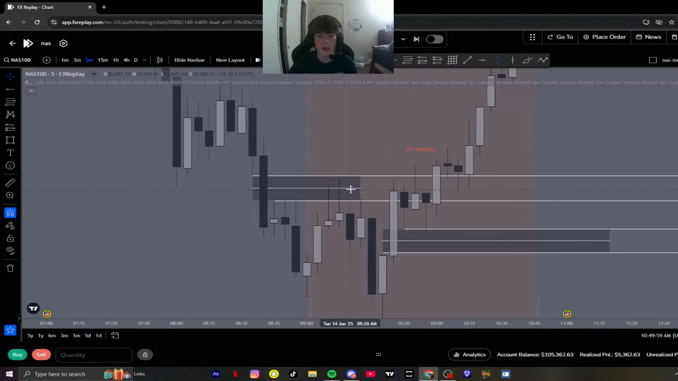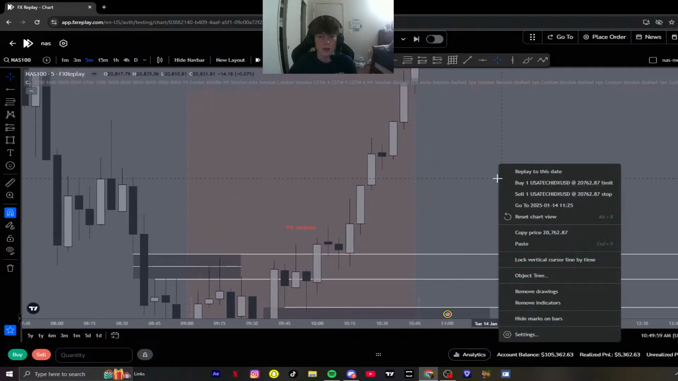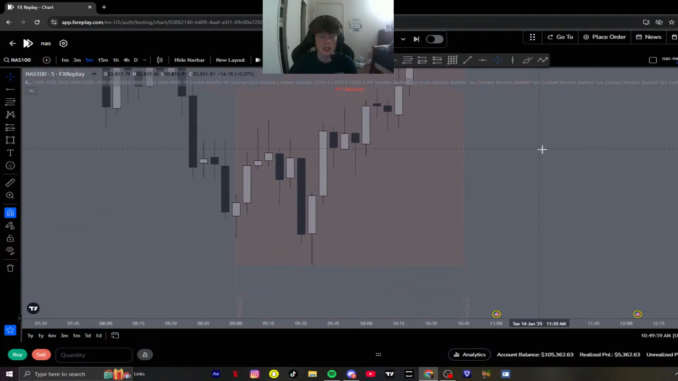This middle line right here is a CE, consequent encroachment. A lot of times, again, price taps it, then went down, closed right there. Price opened, tapped down, went all the way down there, okay? So, you just learned what the CE is.